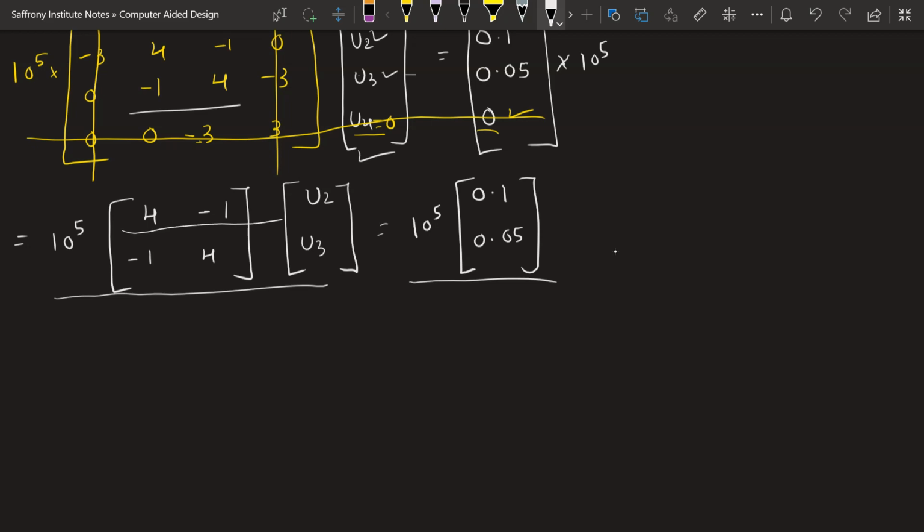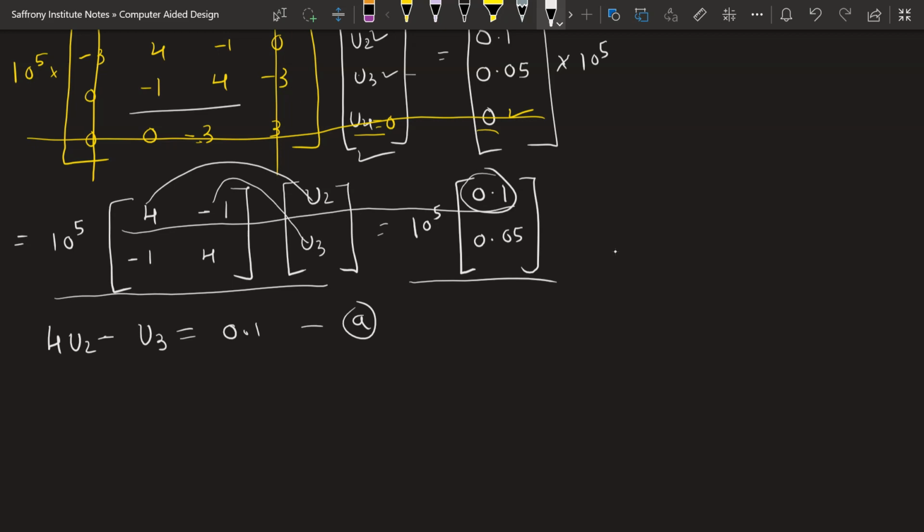Okay, so now if I multiply this matrix and this one, I will receive 2 equations, one per row. What will be the first equation? It will be 4 into u2, so 4 u2. The next one will be minus 1 into u3, so minus u3, is equal to 0.1. So this will be equation A for me.